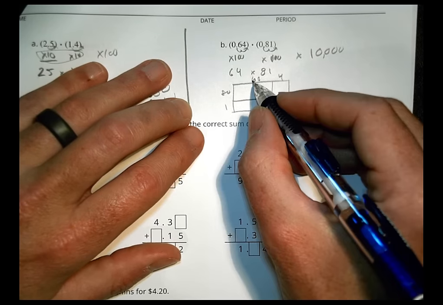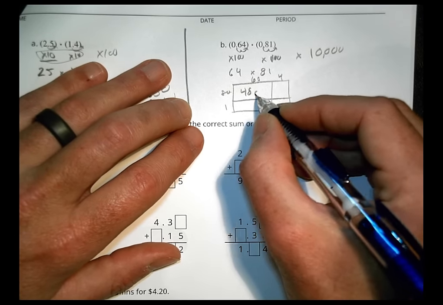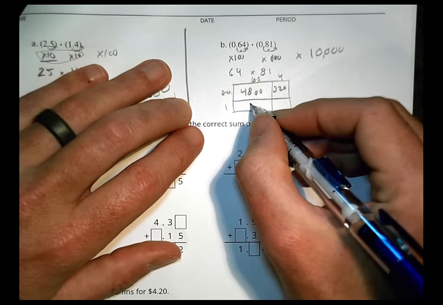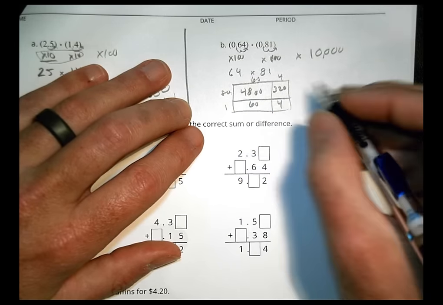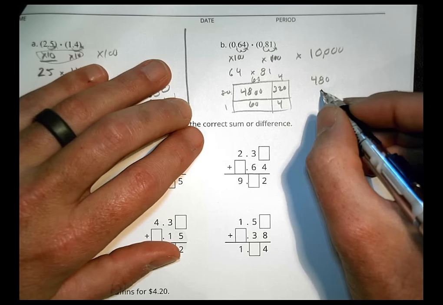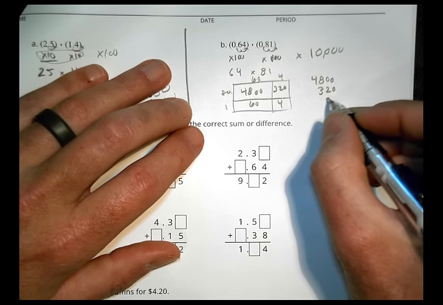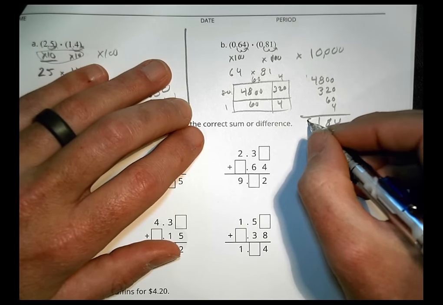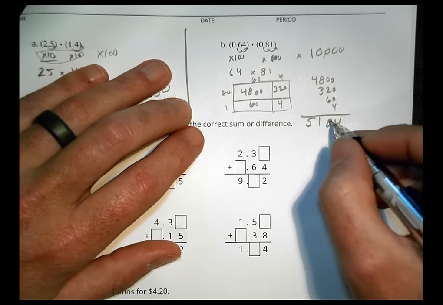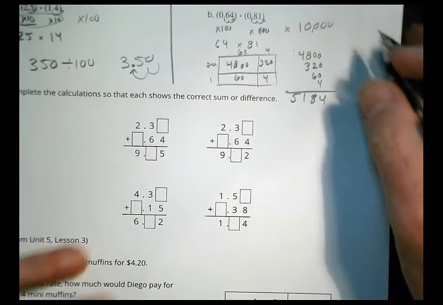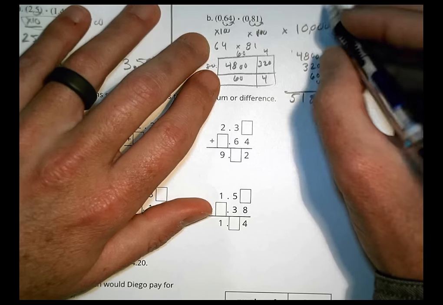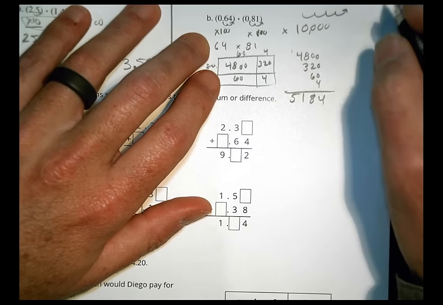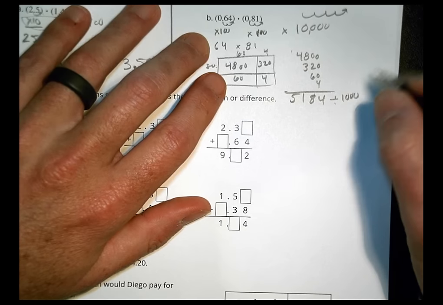Okay, so 6 times 8 is 48 with 2 zeros. 8 times 4 is 32 with 1 zero. 60 times 1 is 60, and 4 times 1 is 4. So now when I add these up, we end up with 5,184. But I got here by multiplying by 1,000, meaning I moved the decimal 1, 2, 3, 4 to the right. So now I want to divide by 1,000 to move it back where it belongs.